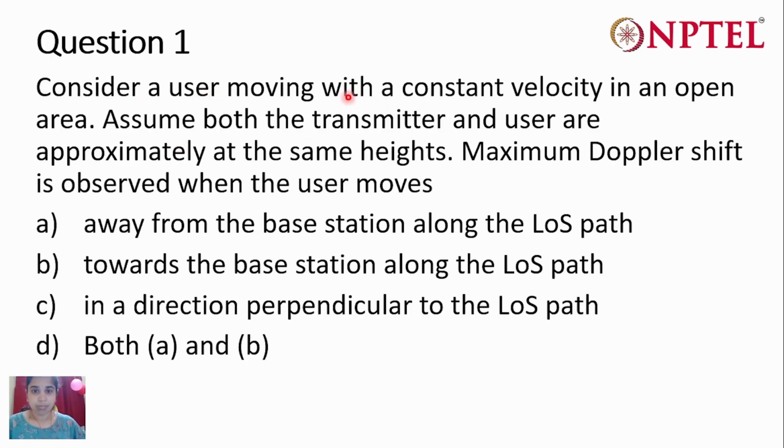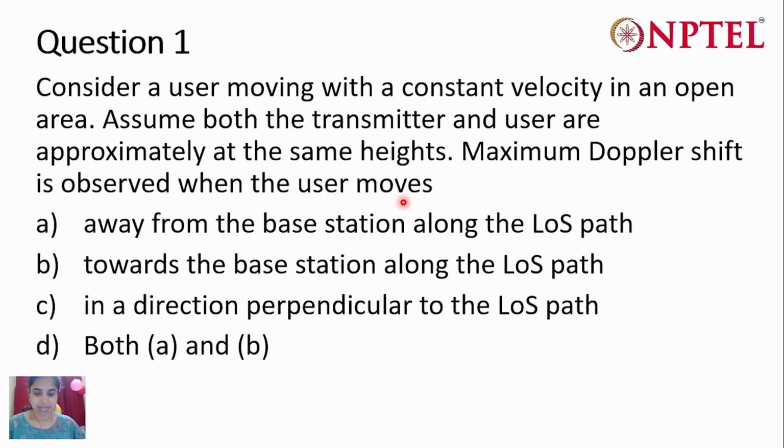Consider a user moving with a constant velocity in an open area. Assume that both the transmitter and the user are approximately at the same heights. The maximum Doppler shift is observed when the user moves in which direction? So when can we expect maximum Doppler shift in such a scenario? Either moving away or towards line of sight.